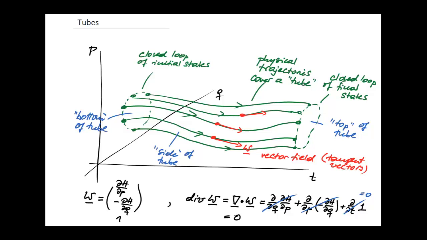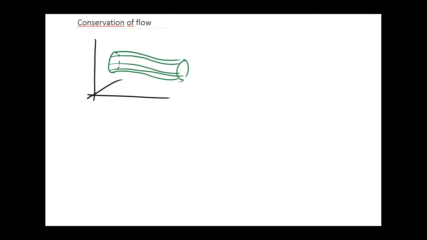So this is one first observation when we consider these physical trajectories in extended phase space, that they are tangents. They define a vector field, and the divergence of that vector field is equal to 0. Now this has interesting consequences. Let me quickly sketch this tube again. And here we have the vector field W.